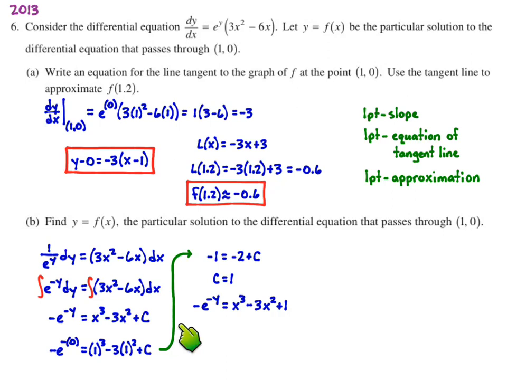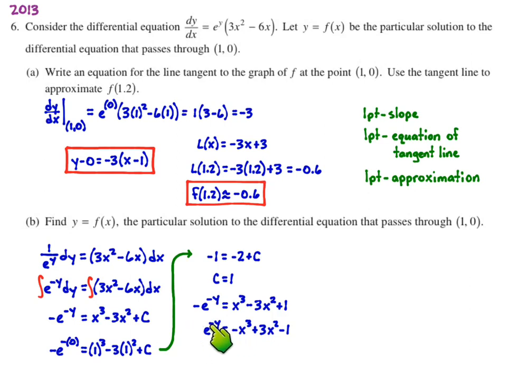So the first thing we're going to do is get rid of this negative by dividing by negative 1 on both sides. So that just changes the signs over there. Then we're going to rewrite this. You can think of it this way. Take the natural log of both sides and then use the power rule of log.